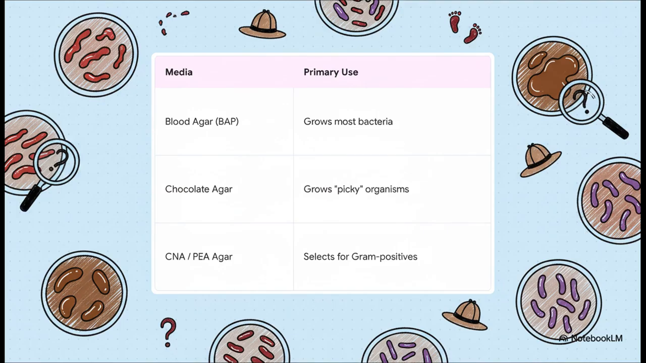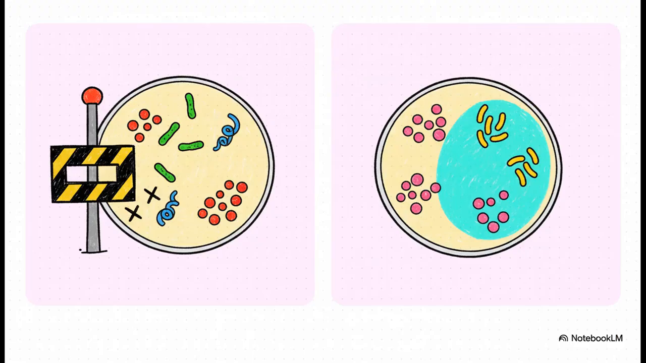Then you have chocolate agar. And no, you can't eat it. It's basically cooked blood, which releases extra nutrients for the really picky, or fastidious, organisms like Neisseria that just won't grow otherwise. And then you've got agars like CNA or PEA. These are your specialists, designed to only grow gram-positive bacteria while stopping everything else in its tracks. Now, this concept right here is absolutely critical. You have to get this. Selective media, it acts like a bouncer at a club. It has inhibitors that only let certain types of microbes through the door.